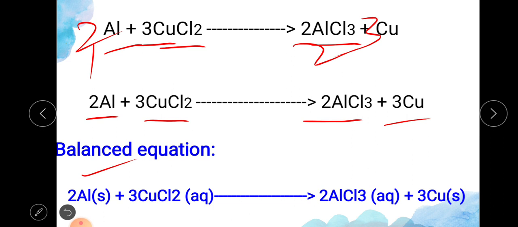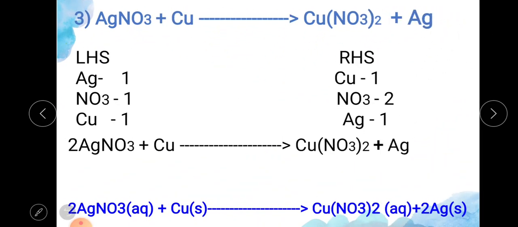Why should we write aqueous? I told you, any substance when you dissolve it in water we call as aqueous. Okay, I think the second equation is also balanced. We'll balance the next equation, that is the third equation.